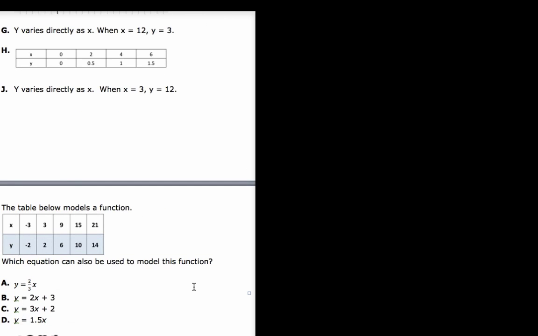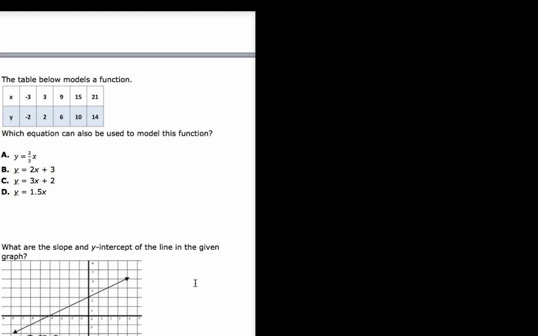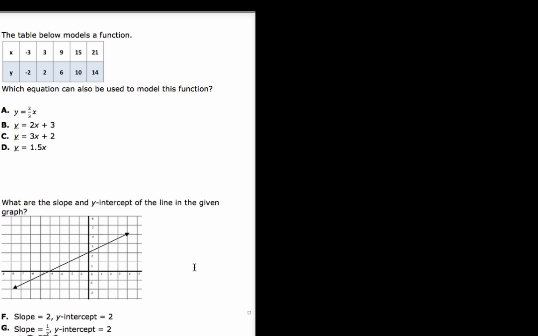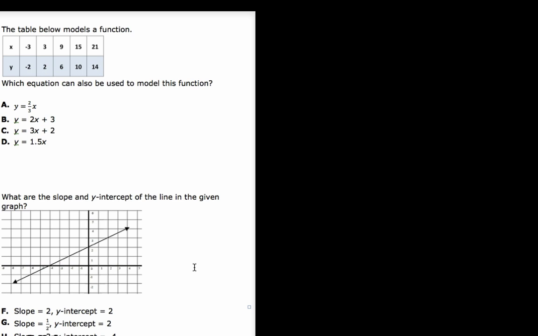Number 7. On number 7, the table below models a function. You have xy coordinates: -3, -2, 3, 2, 9, 6, 15, 10, and 21, 14. It says which equation can also be used to model this function. For A, it's y equals 2/3 x, B, y equals 2x plus 3, and C, y equals 3x plus 2, and then you have D, y equals 1.5x.